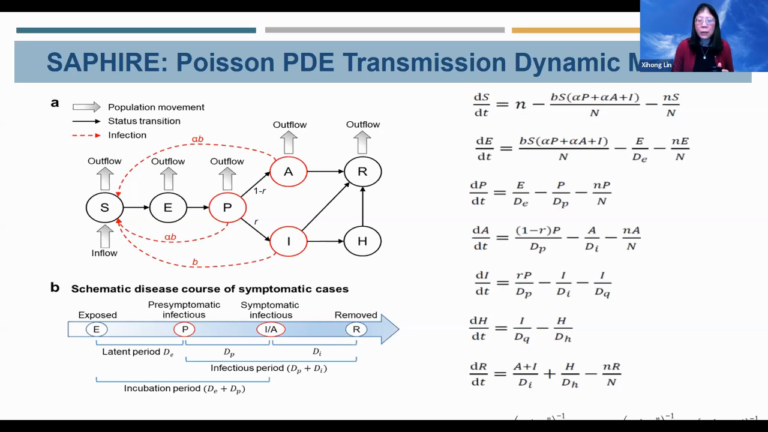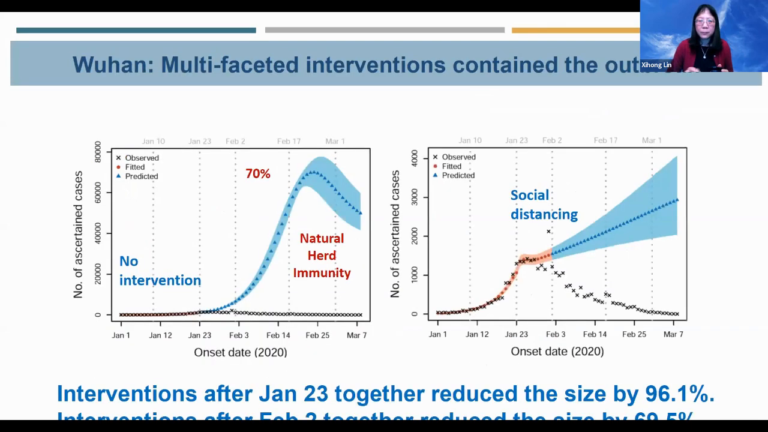And then after we fit the data, that can be used to calculate the reproductive numbers. We let the reproductive number change from one period to the other, but analyze the data altogether. This slide shows the projected number of cases in Wuhan if there were no intervention. Wuhan has 10 million residents, and it would reach natural herd immunity when 70% of the residents were infected. Natural herd immunity is not a good strategy, and many people would die.